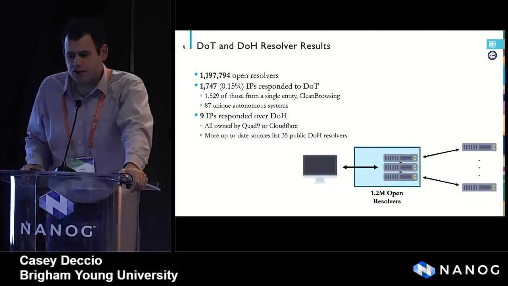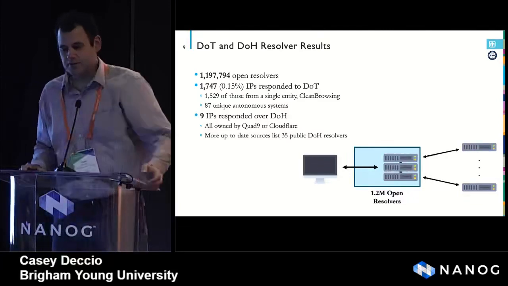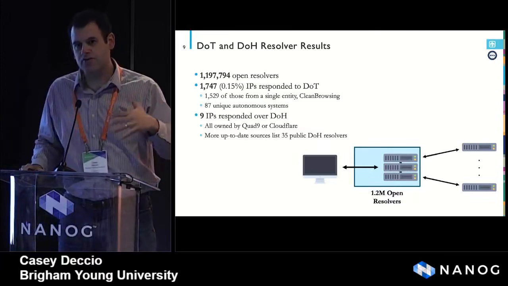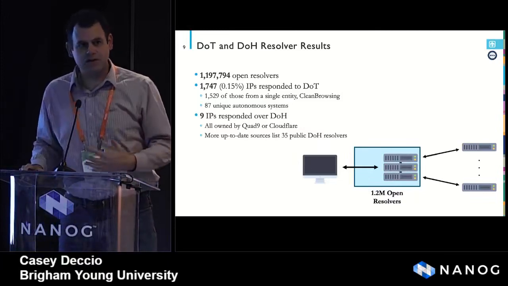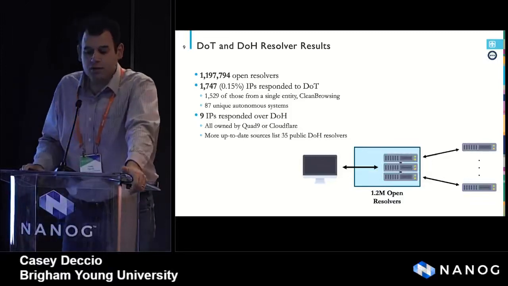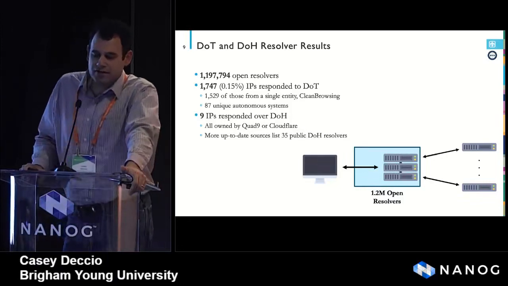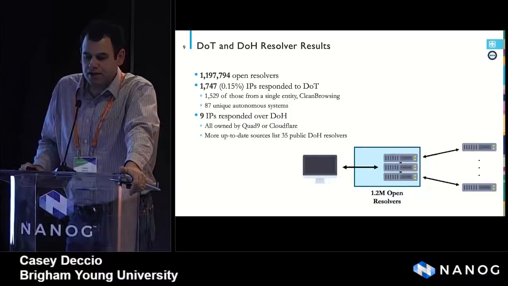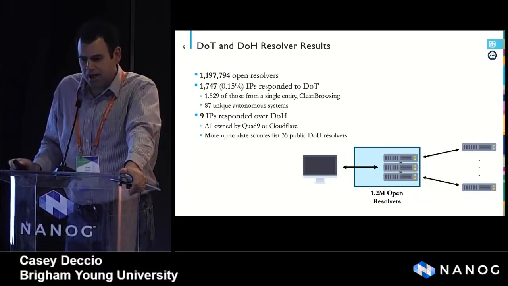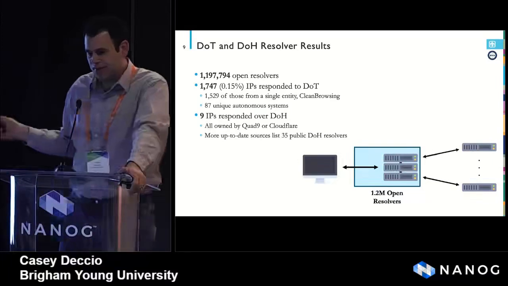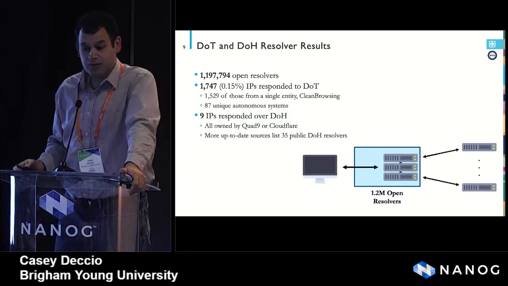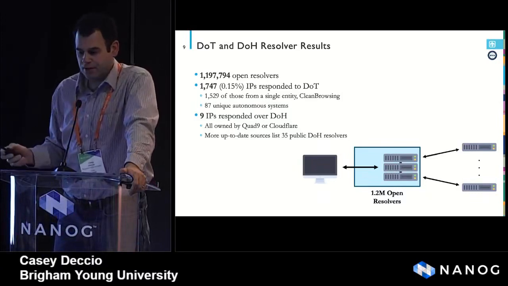In terms of DoH, we found only 9 that responded. At the time, this was pre-Google, Google was still doing their experimental work, so using the URL that we had, Google did not show up. Of course, they're a major player now as well. But all the IP addresses at the time that we did the study were associated with Quad9 or Cloudflare. We've done a more recent study to clean this up a little bit, and we found 35. So it's expanded quite a bit since we initially did the study.